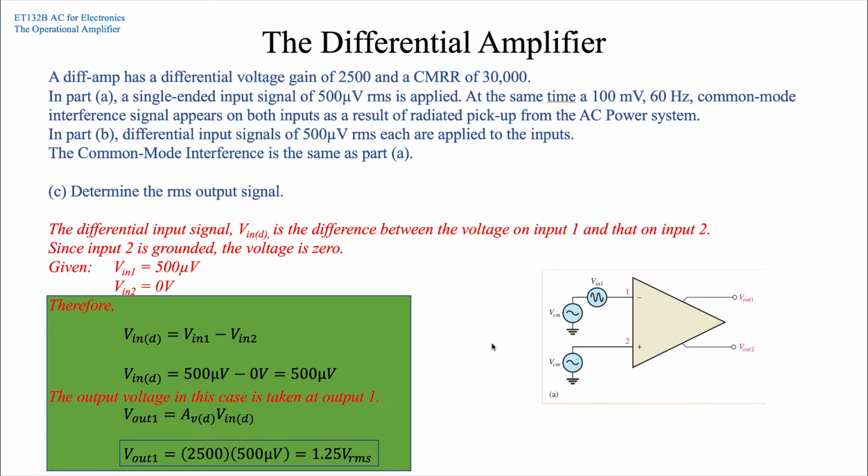The output voltage in this case is taken at output 1 over here. So output 1 is the differential gain times the differential input voltage. 2500 times 500 microvolts gives us 1.25 volts RMS.